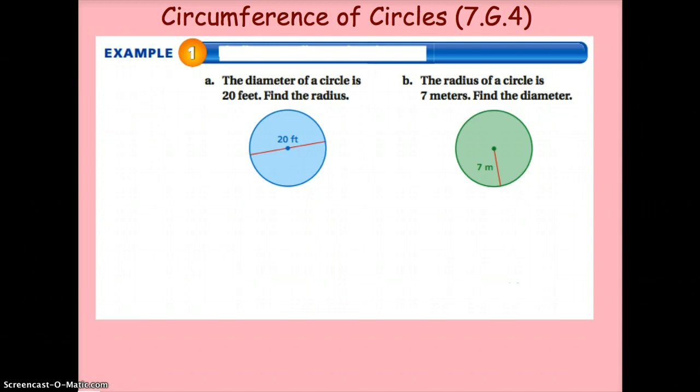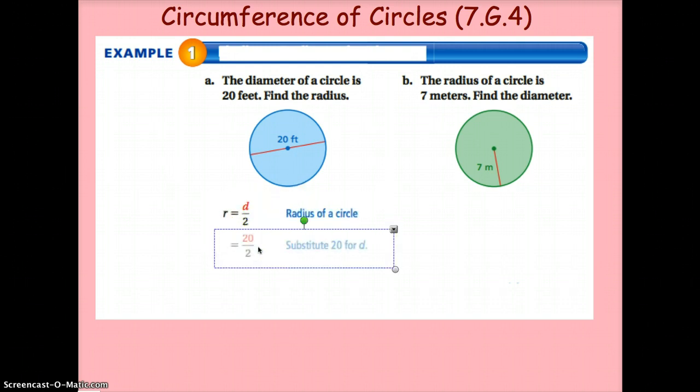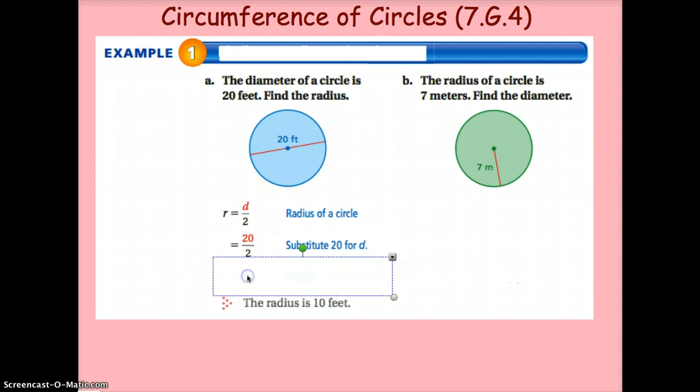Okay, circumference of circles. And the first one, what we're going to be doing is the diameter of the circle is 20 feet, find the radius. Remember we talked about that the radius stops halfway, so it'll be from the outside of the circle to the center. So if we take a look at our steps, radius is the diameter cut in half. So we take 20, cut it in half, divide by 2, and we end up with 10. The radius is 10 feet. Notice we have our answer in a complete sentence.